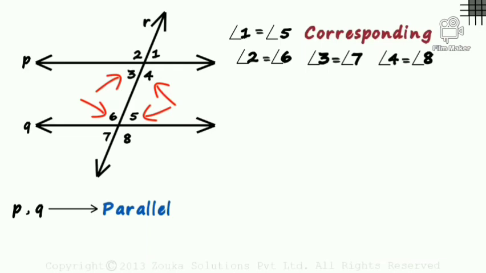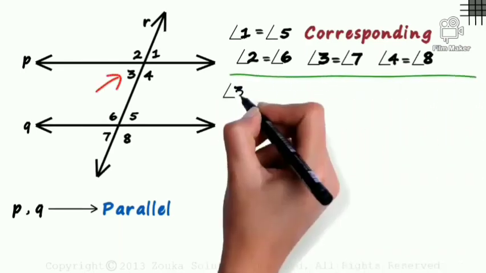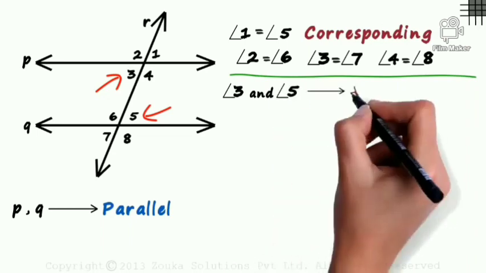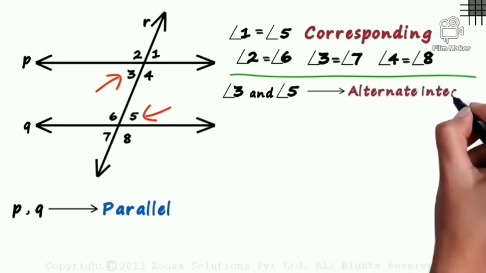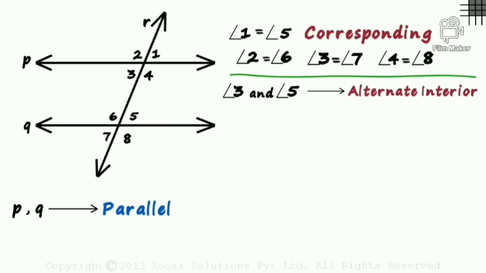Now if you observe, I have highlighted the four angles 3, 4, 5, 6. Clear? What about those four? Let us understand the first. So angle 3 is equal to angle 5. Those two are called alternate interior angles.